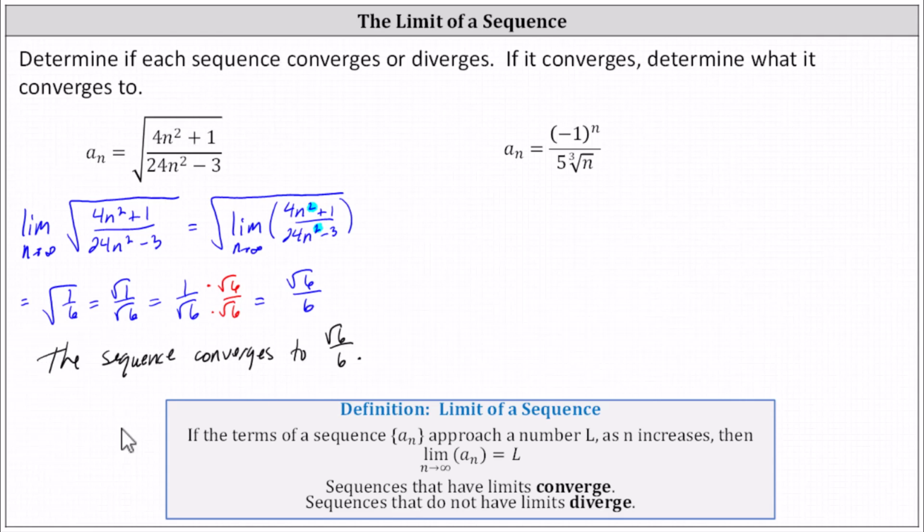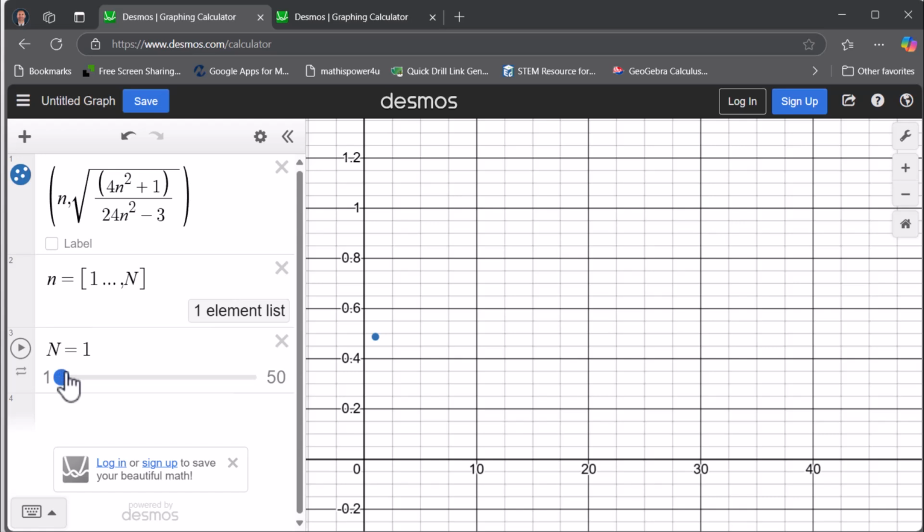If we look at this graphically, to show the sequence, we can graph points on the coordinate plane in the form of n, comma, a sub n, and now we'll plot the first 50 points, where again the y values would be the terms in the sequence. And we can see the y values quickly converge or approach one particular value, which we now know is equal to square root 6 divided by 6. And now let's look at the second example.